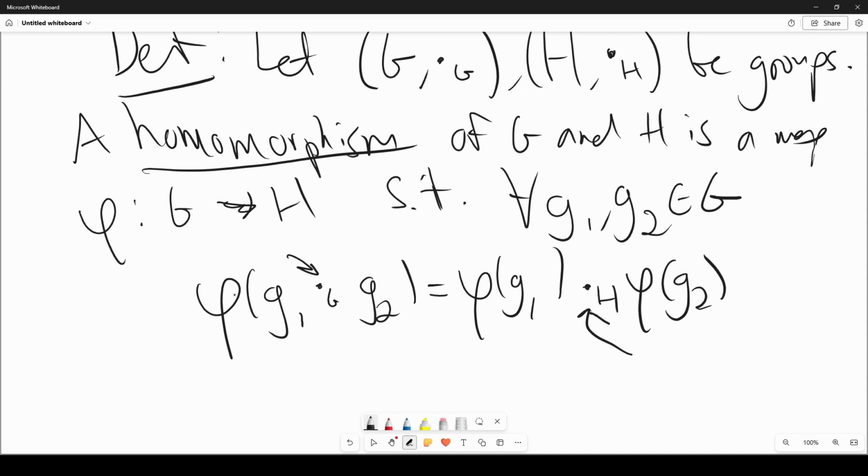That similarity is related to this map phi. When you map phi of g1 and phi of g2 and multiply them together, that's the same as just mapping phi of g1 times g2. So you should really get a good understanding of the fact that the multiplication inside of phi is happening in G, but the multiplication outside of phi is happening in H. These elements are both in H, and these elements are both in G.